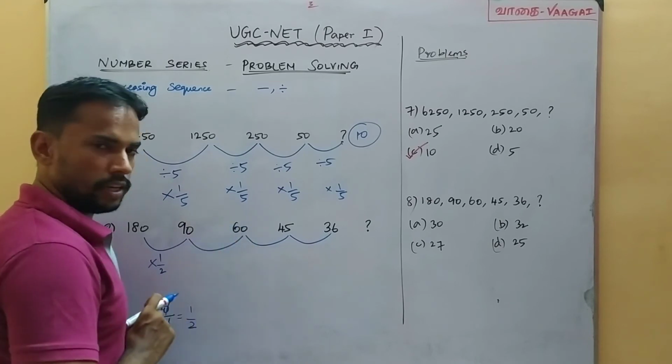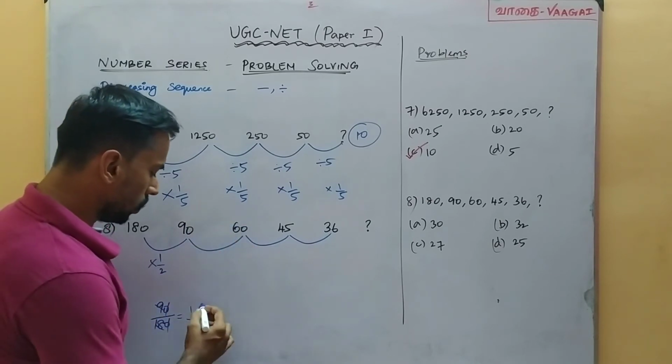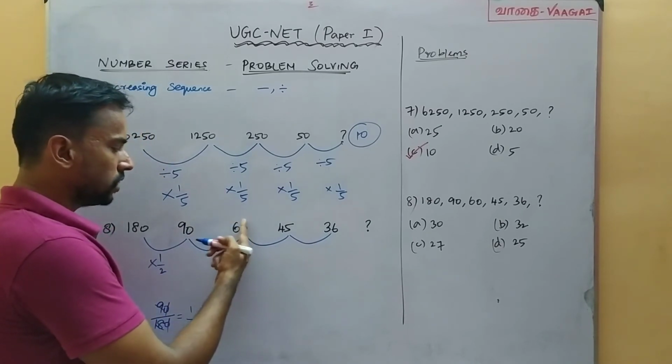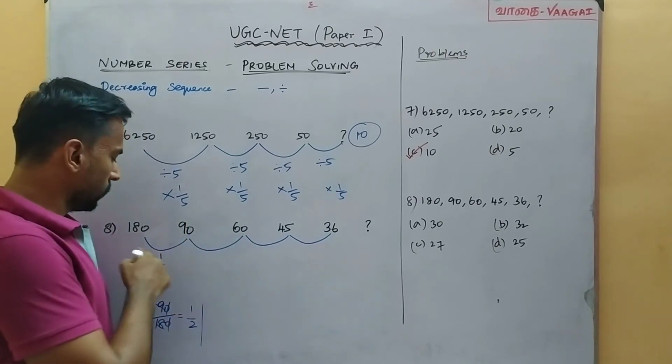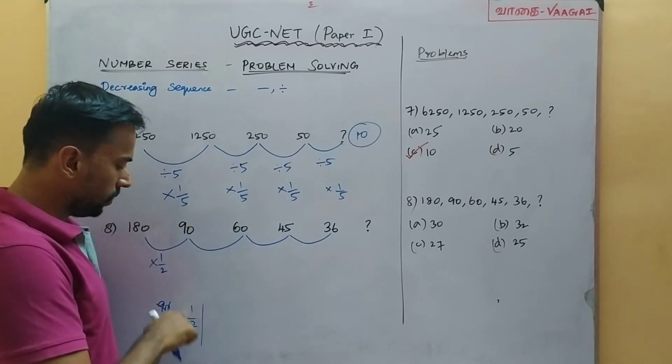Now 90 and 60. Let us do the division here. Here I need to divide 60 by 90. Is it or not? Because here I tried 90 by 180, and that gave me this fraction.